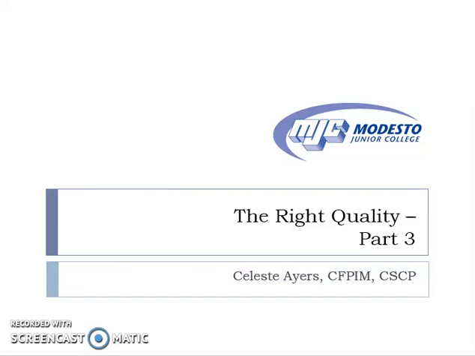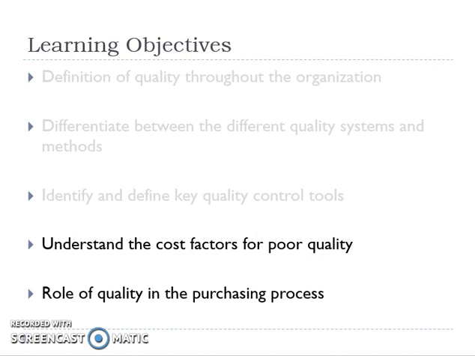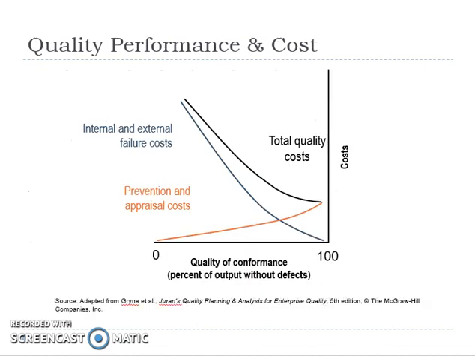All right, let's dig into part 3 of the right quality. In this part we're going to talk about the cost factors of poor quality, as well as quality in the purchasing process. How does quality and purchasing go together? We talked about the strategic importance, but there's more. Believe me, there's more. Let's first talk about quality, performance, and cost.